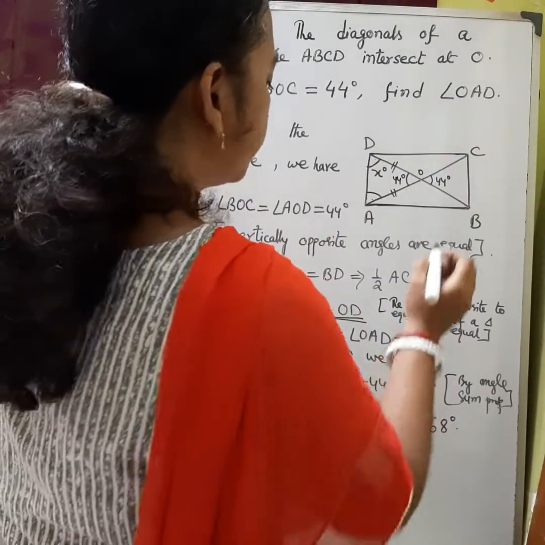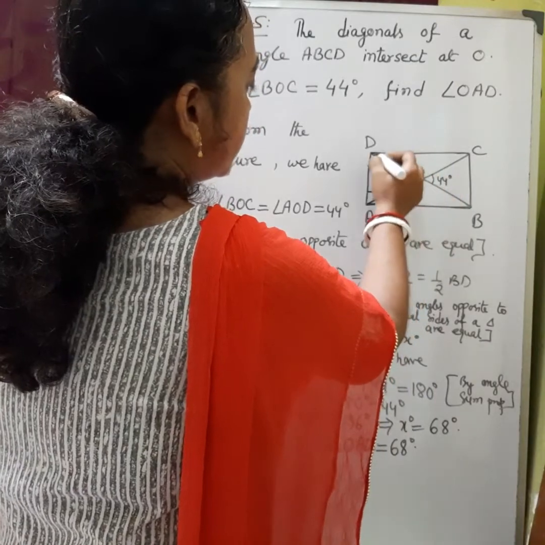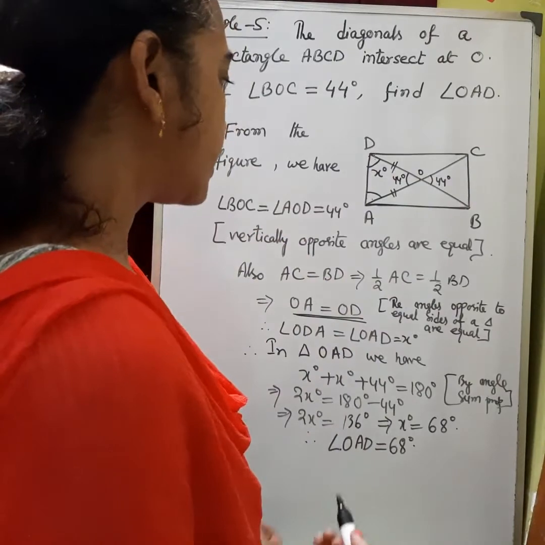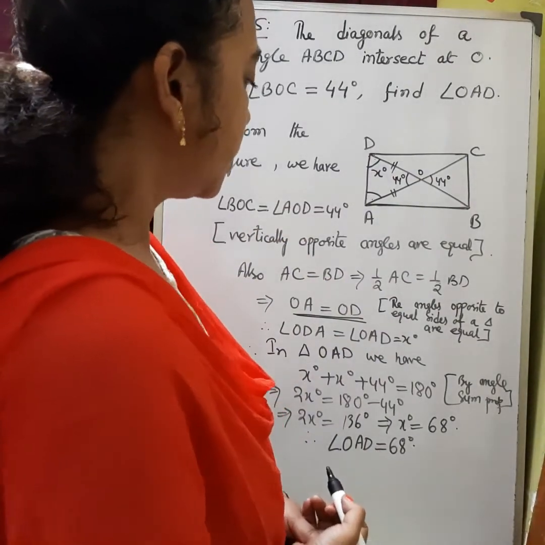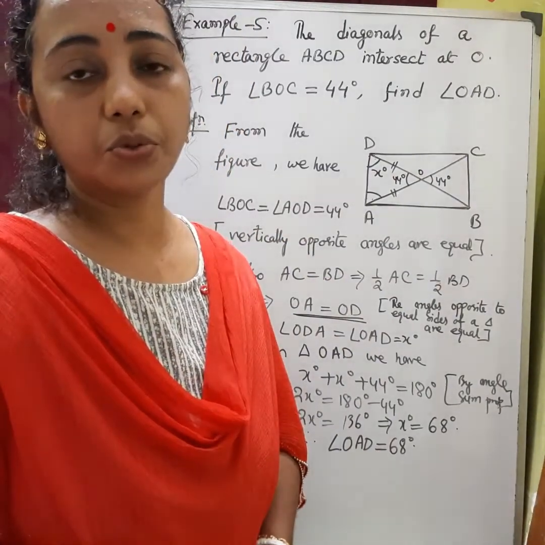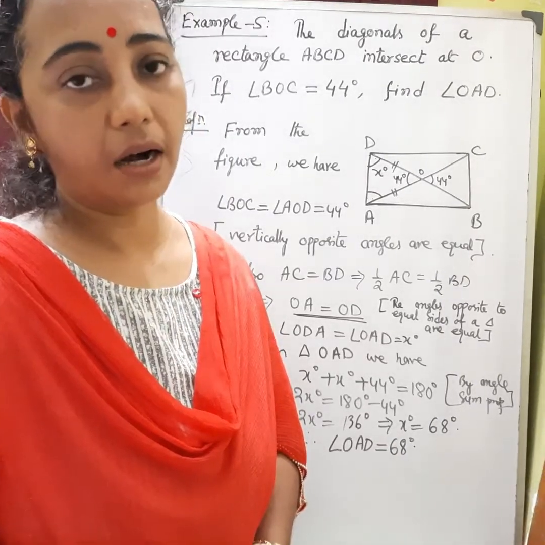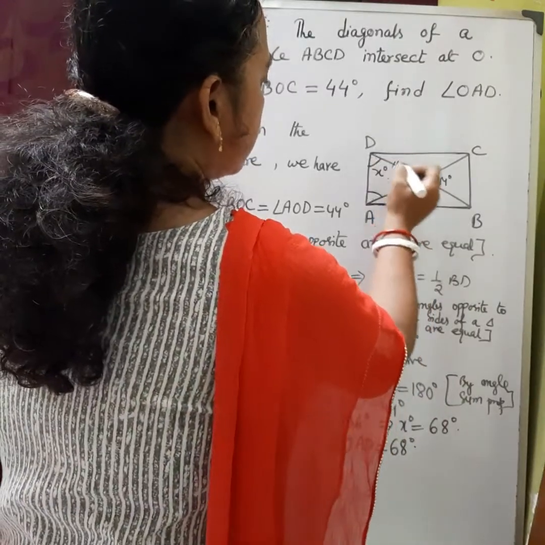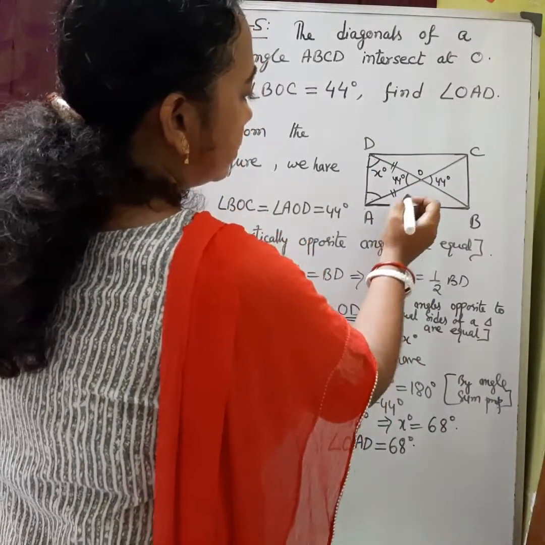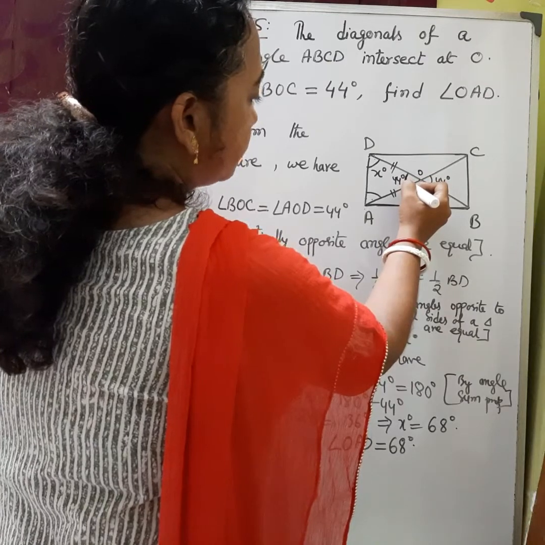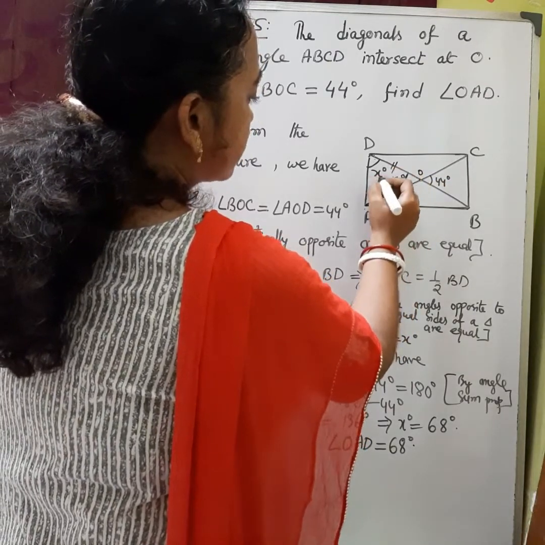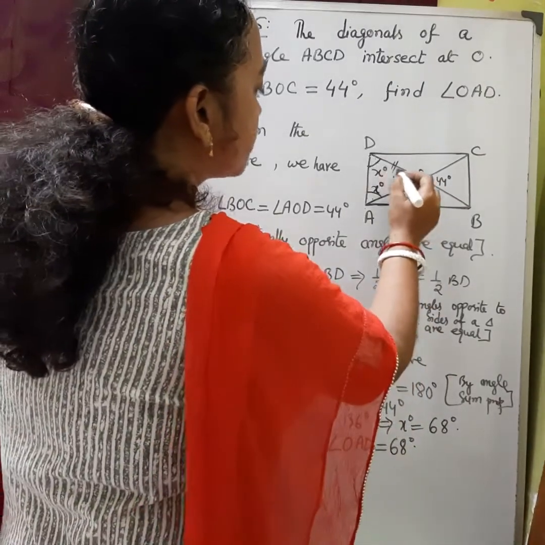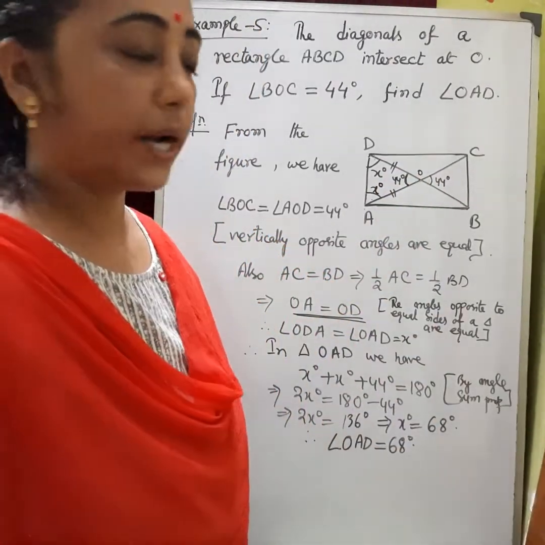So from this figure we can write angle ODA is equal to angle OAD. Both are the same measure, that is x degree, because the angles opposite to equal sides of a triangle are equal. So now if we consider triangle OAD, in this triangle one of the measures we already got, that is 44 degree, and the other two measures are x degree, and this is also x degree because these two angles are equal, and we know the sum of three angles of a triangle is 180 degree.